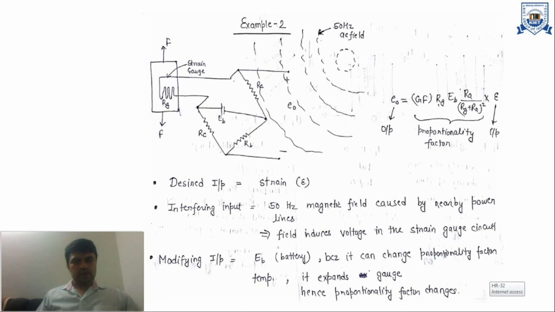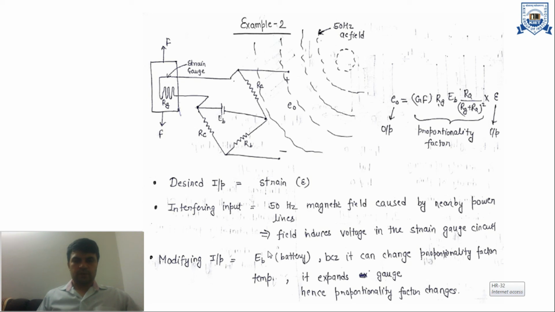Here is another example. In this case we have to measure strain. Here is the strain gauge, and this strain gauge is placed on one arm of a Wheatstone bridge. Then here is a 50 Hz AC field also applied to that system. In that case the desired input is our strain, the interfering input is the 50 Hz magnetic field caused by nearby power lines, which induces voltage in the strain gauge circuit, and the modifying input is EB. EB is our modifying input.